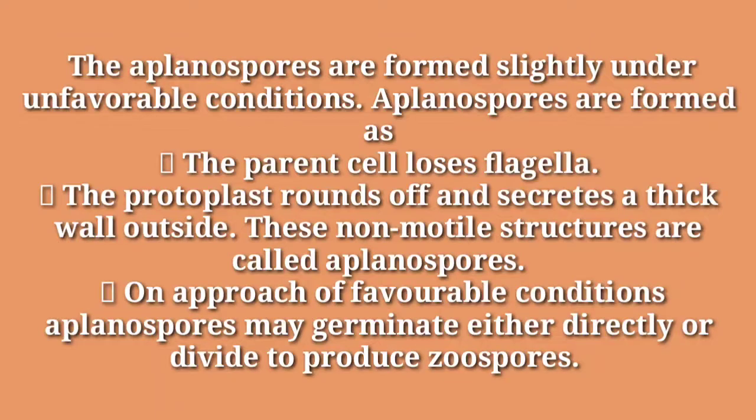By aplanospores. The aplanospores are formed slightly under unfavorable conditions. Aplanospores are formed as the parent cell loses flagella. The protoplast rounds off and secretes a thick wall outside. These non-motile structures are called aplanospores. On approach of favorable conditions, aplanospores may germinate either directly or divide to produce zoospores.